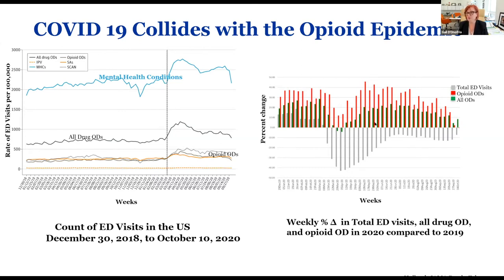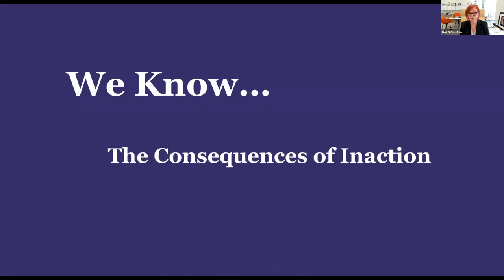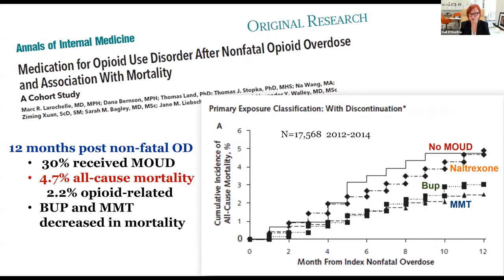And I can tell you that one of those huge things that has happened is the opiate overdoses, which are represented in red, and all overdoses, the percent change in green. So there are lots of reasons to be trying to take care of patients like this. We also know the consequences of inaction. This is one of my favorite articles because Mark LaRochelle really was able to show the world what was so important about EDs and how they could treat patients.